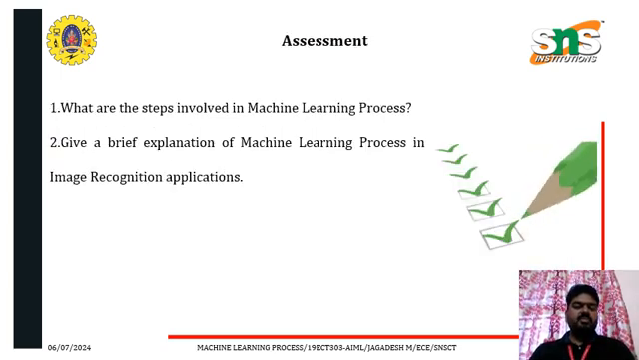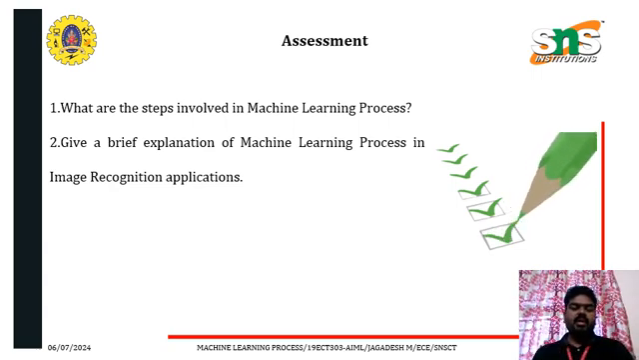And let's take the assessment. The first question is, what are the steps involved in the machine learning process? From collecting data to prediction, you have to write it out. And the next question is, give a brief explanation of the machine learning process in the image recognition application. Image recognition application is very popular. You find out which algorithm is used behind the image recognition application and give your answers.